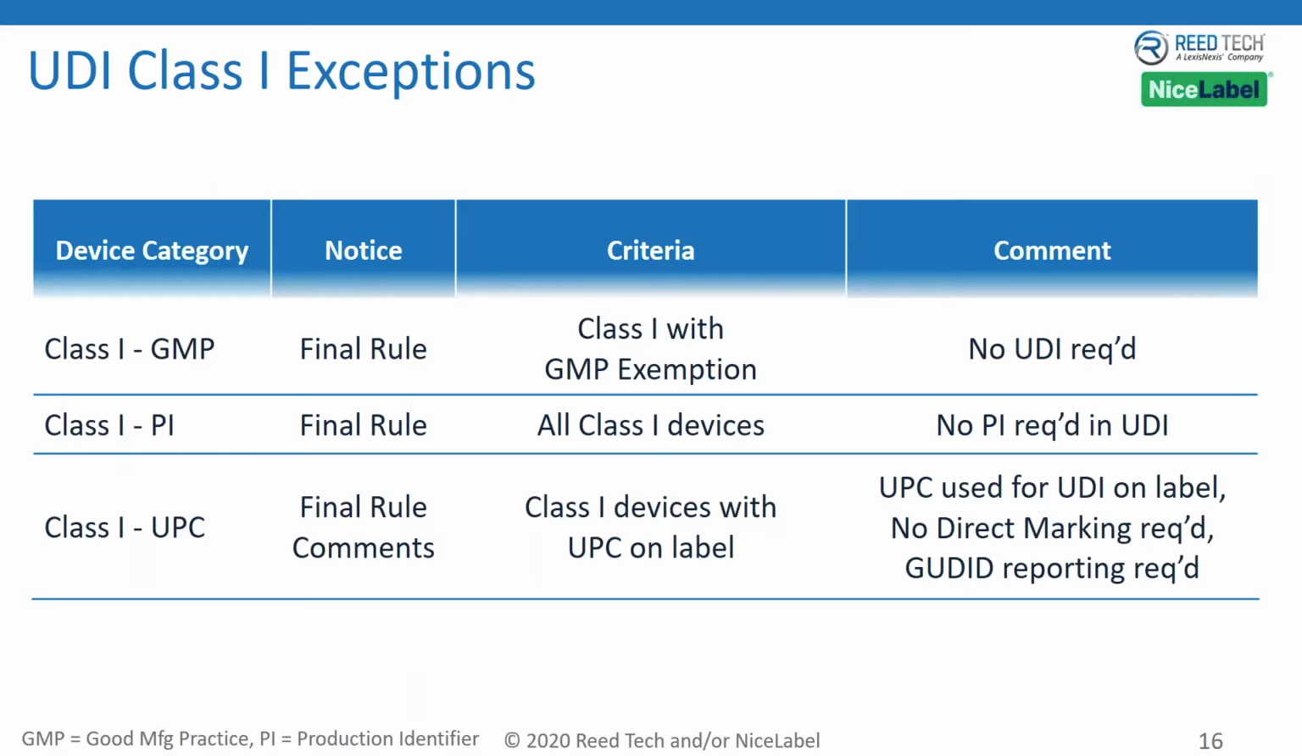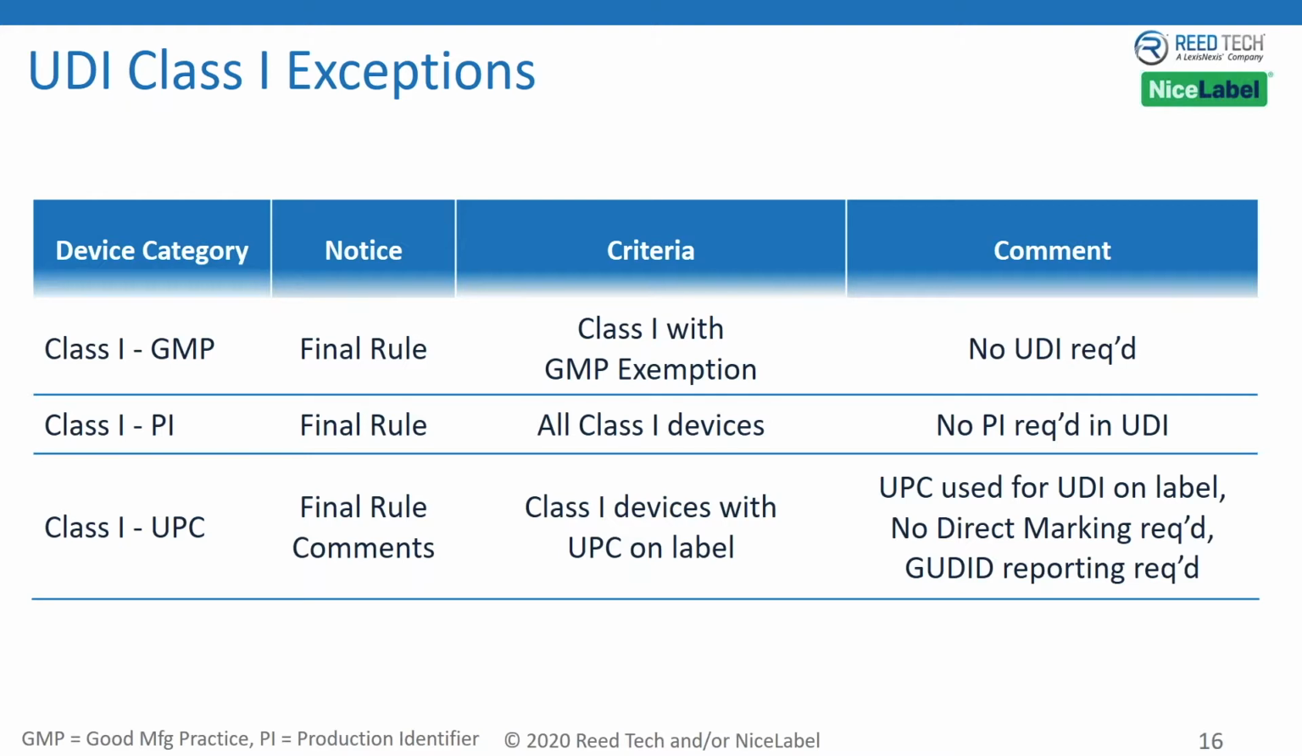Since the Class 1 is coming up, I included a slide with a couple exceptions. If I was a manufacturer of Class 1, I'd first go to the FDA product code database and check my particular FDA product code to see if there's a good manufacturing practice exemption. If that's the case, I have no UDI requirements for that particular device.